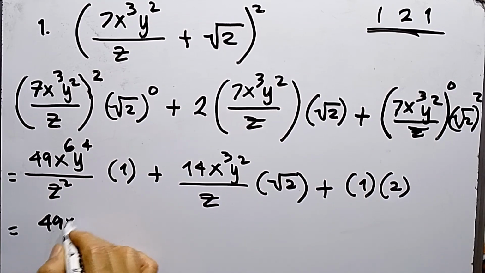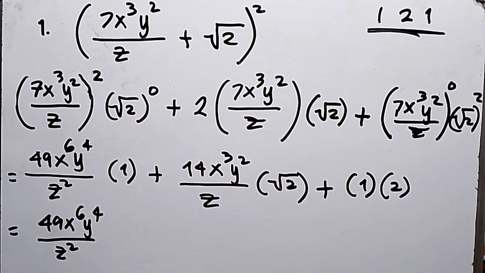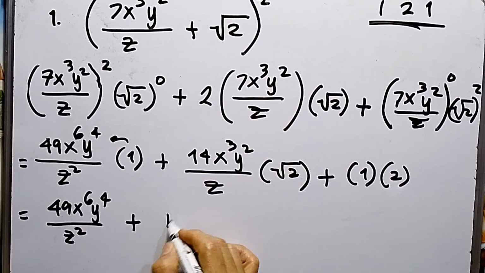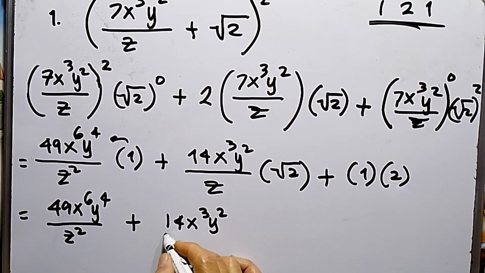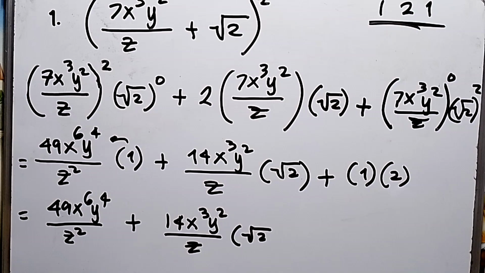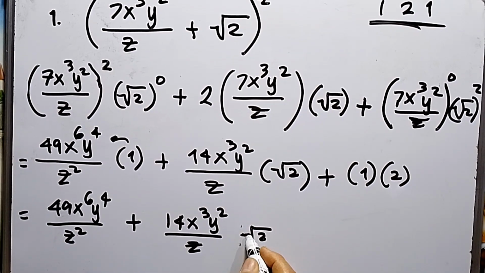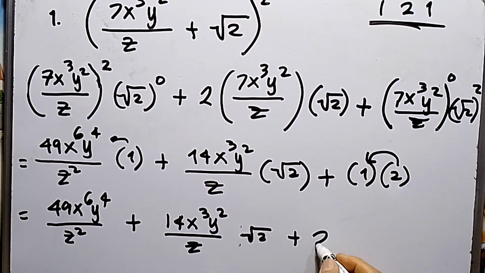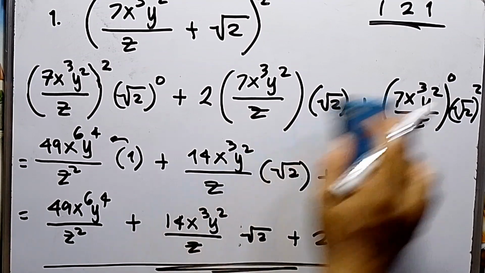So this will be 49 x to the 6, y to the 4th, z squared. Then plus 14 x cubed y squared over z times square root of 2, or we can write this one as square root of 2 because we cannot multiply since this is a square root. Then plus 1 times 2 is 2. So this is my final answer for number 1. Now let's proceed to number 2.